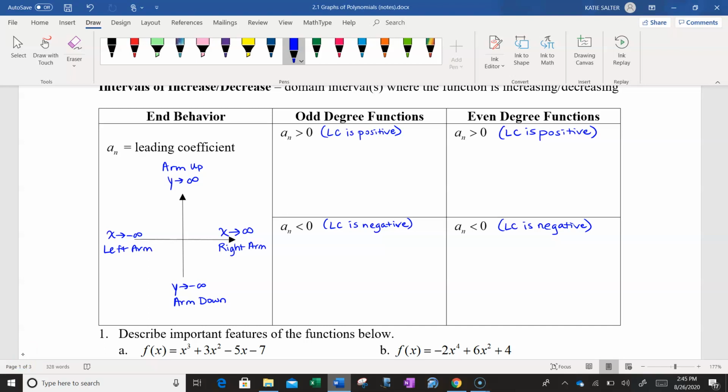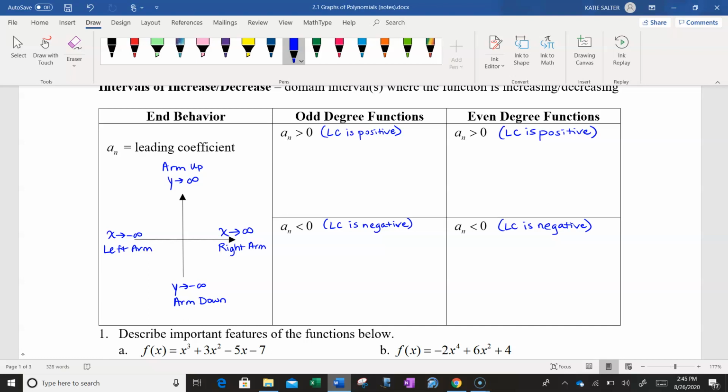So when we talk about end behavior, we always talk about what does the left arm of the graph do? So as x goes to negative infinity, is that left arm going up or is that left arm going down? The only time it will not go up or down is if it's a constant function. Other than that, unless it's just y equals 5 or y equals 8, that left arm or right arm will go to negative infinity or positive infinity. And then as x goes to infinity is the right arm of the graph.